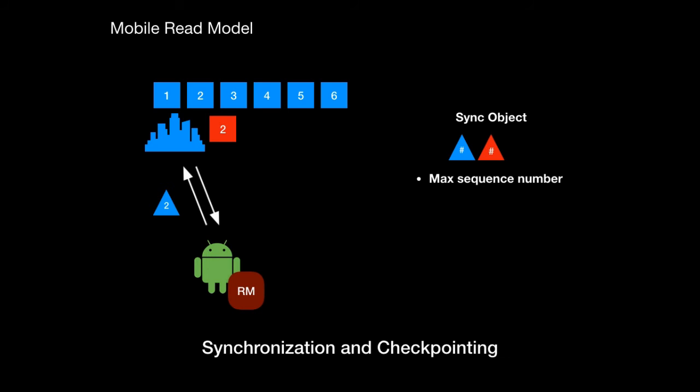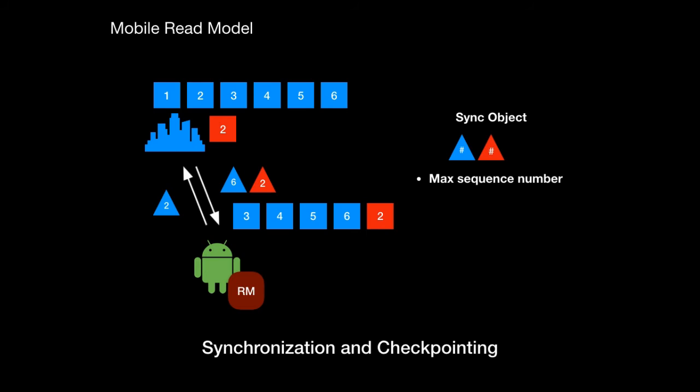Okay, so that goes in, and the data center then says, well, you've seen up to 2. Let me give you everything else after that. Using the activity documents, it figures out, okay, I got up to 3, 4, 5, 6 here, and 2. So I'm going to send those back to you. Like I said before, there's a sync object that comes back with these events. And that sync object in this case tells us that the max sequence number was 6 for the blue events and 2 for the red events.